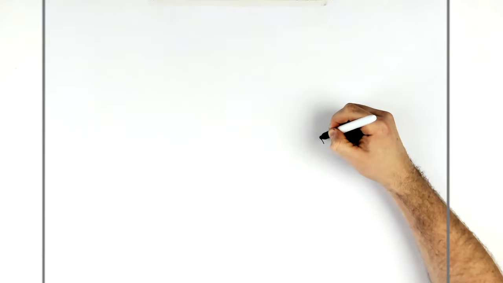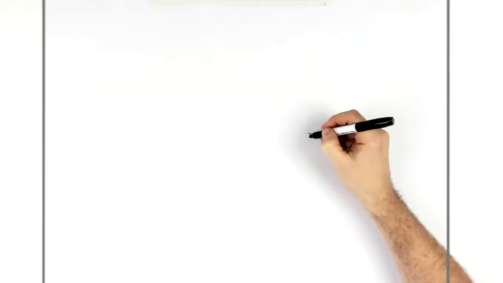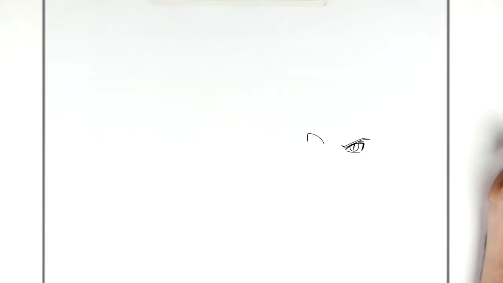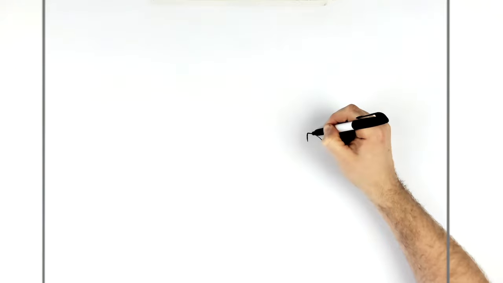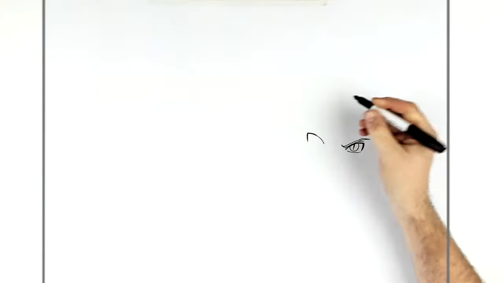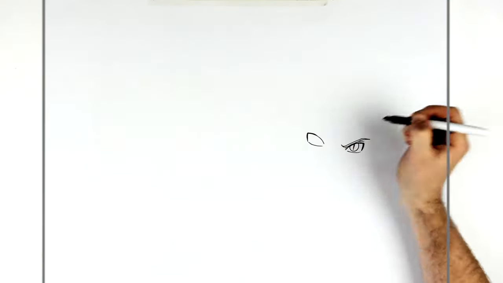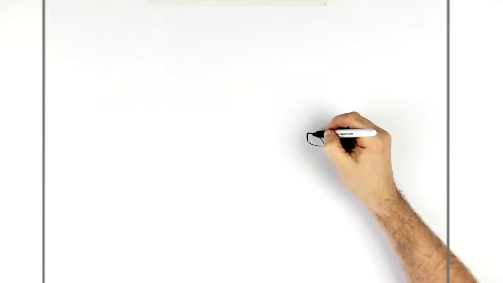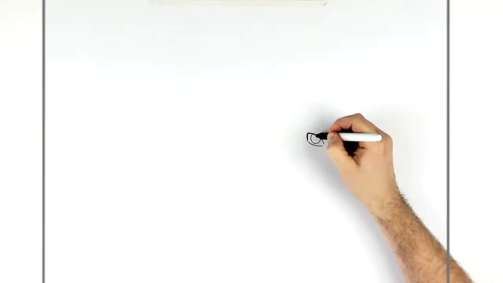So top eyelid then, curve up and over. Like so. And then we got a bit of a spike coming down here. And we'll just thicken it up a bit on top. Bottom eyelid comes around underneath. And then iris. Like so, and then his pupil, fox-like, skinny eye.